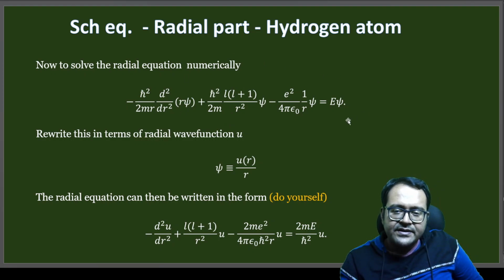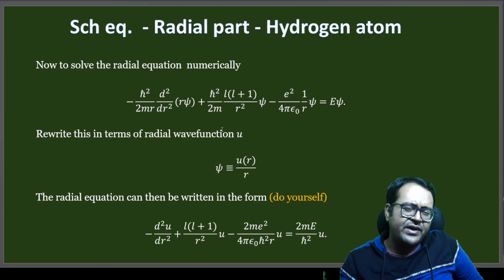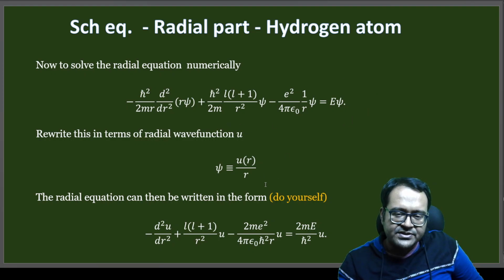I give you this as an exercise, although I have written all the steps here, that you substitute your psi as u(r)/r. That means r psi is u. So your equation will look like this. This is the first thing you need to do.